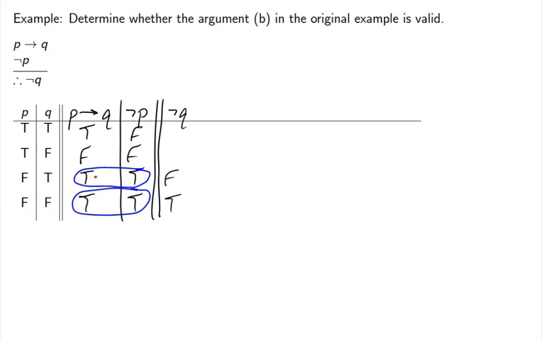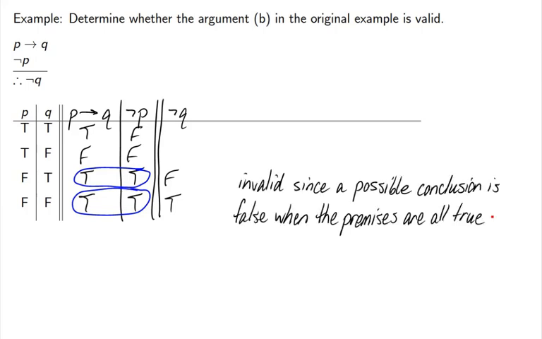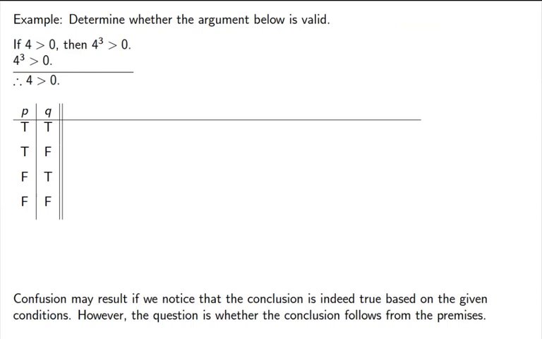I have one row where the premises are true, but the conclusion is false. That means that this is invalid. Invalid since a possible conclusion is false when the premises are all true. Here's one final example. If 4 is greater than 0, then 4 cubed is greater than 0. And then we have 4 cubed is greater than 0, therefore 4 is greater than 0. The question is whether the argument is valid.